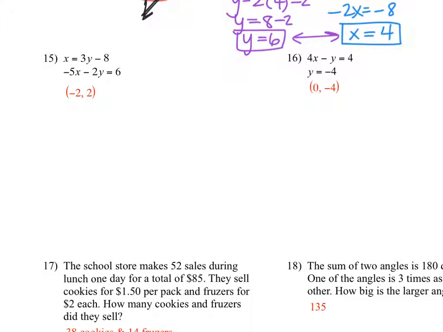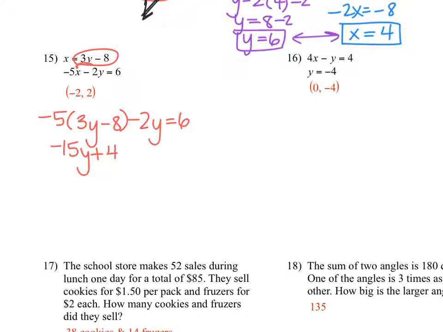All right, question 15. Again, I've got an x equals, so we're going to plug into the x spot. -5 times 3y minus 8 minus 2y equals 6. When I do that, I'm going to get -15y plus 40. Make sure you're distributing the negative. Minus 2y equals 6. Combine like terms. So if I put -15 and -2 together, that's -17y plus 40 equals 6.